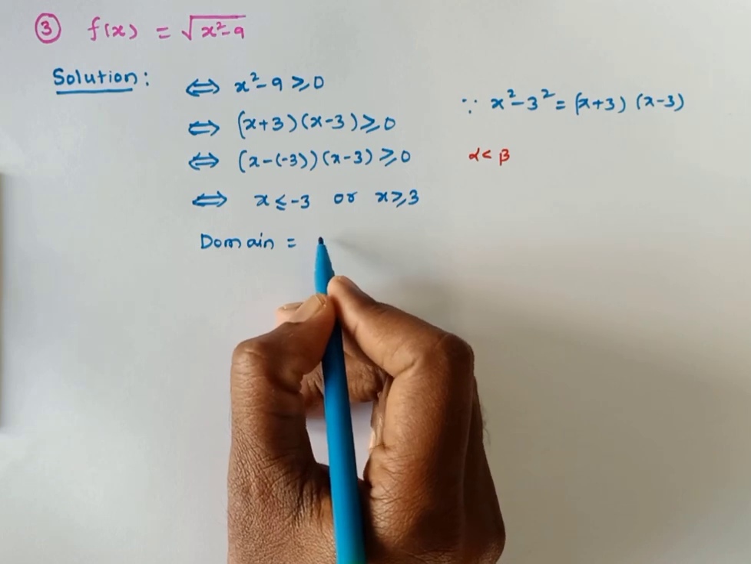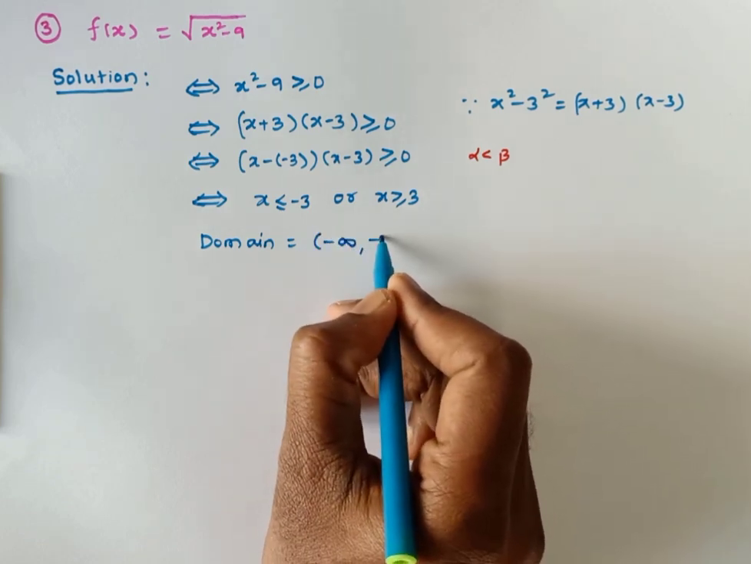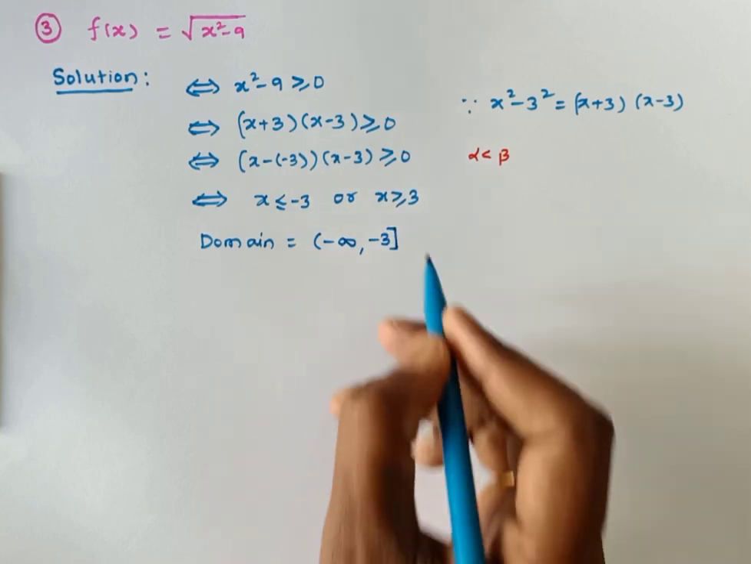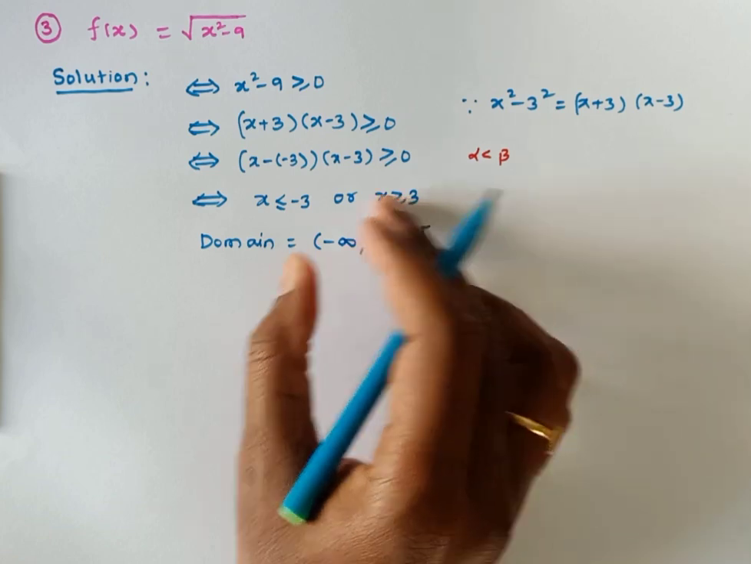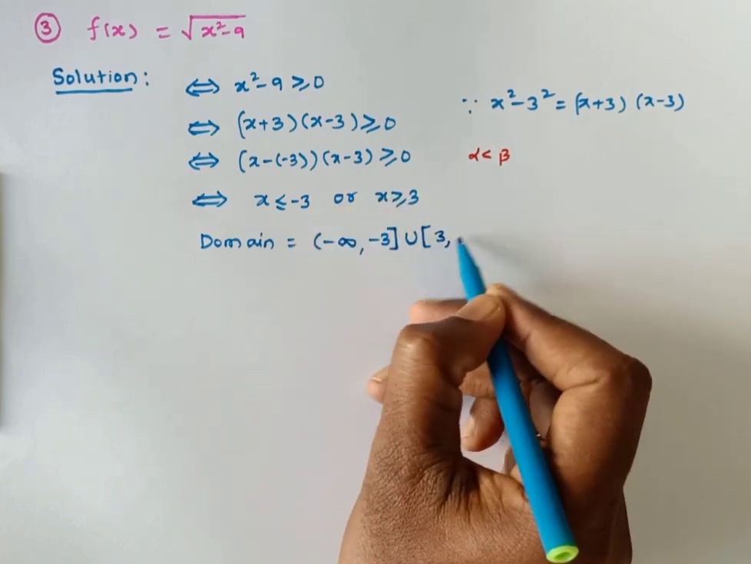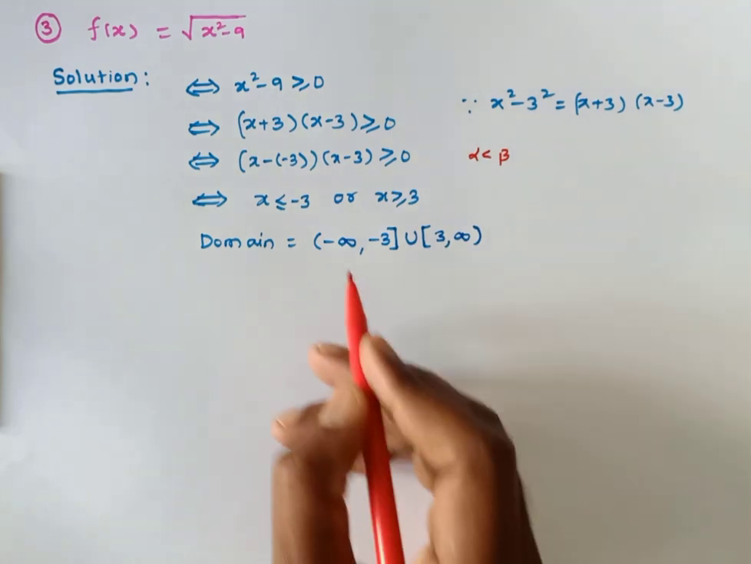That can be written in interval notation as minus infinity to minus 3 closed, union, which indicates the combination of all these values, 3 to infinity, right? So this is the domain for this function.